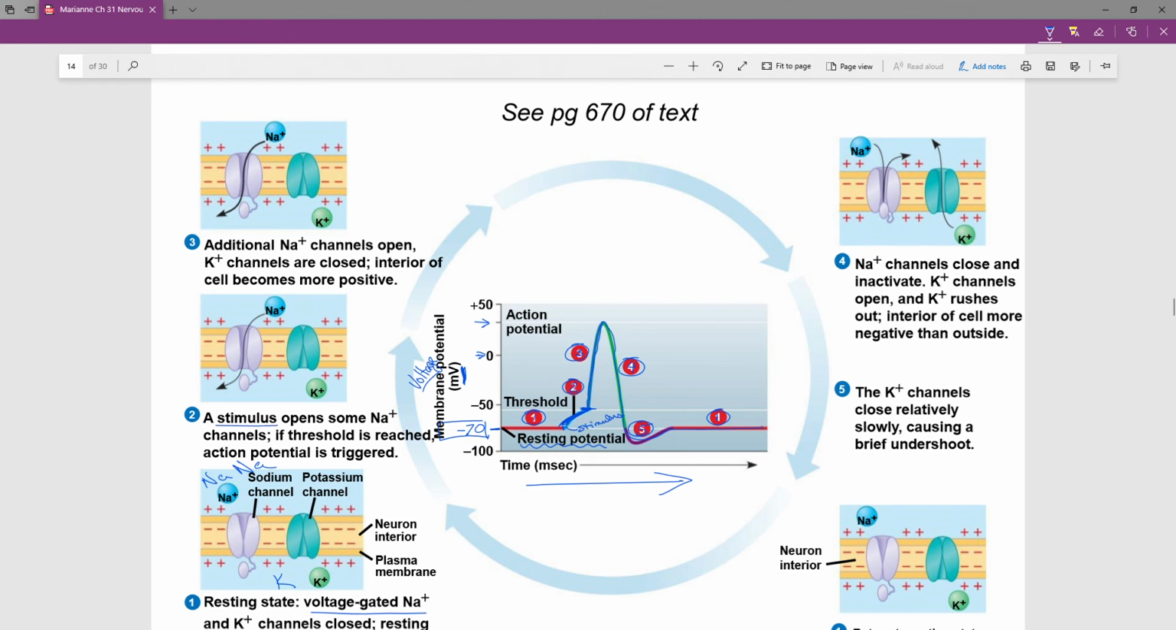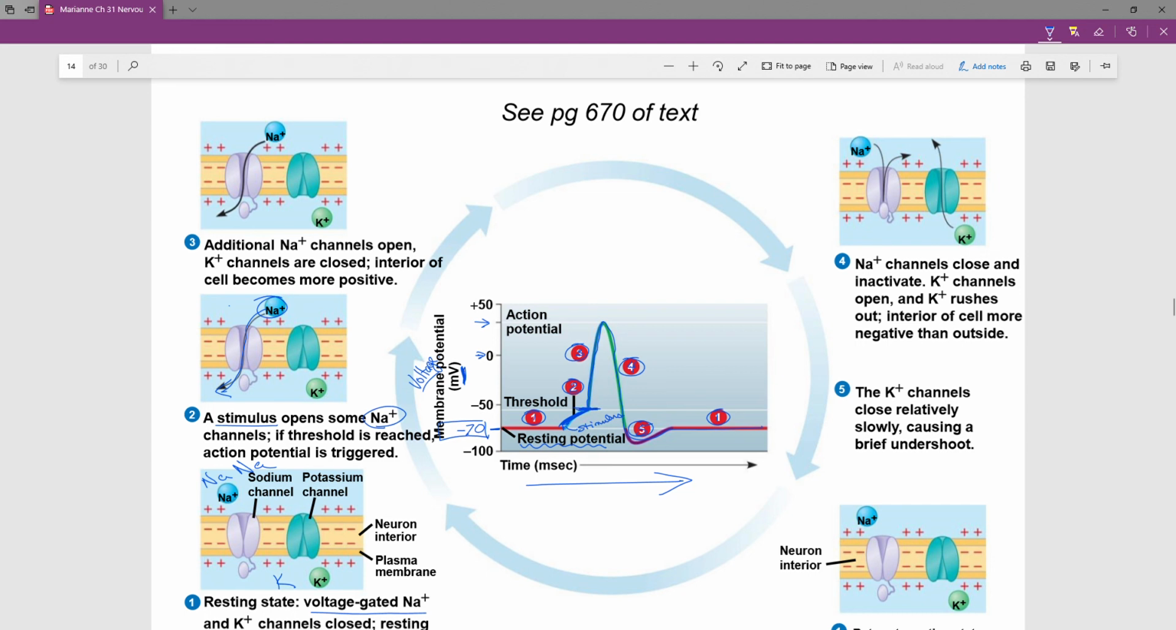So a stimulus is going to open some sodium channels and allow the sodium to pass from outside the cell to inside, because that was the direction we had the concentration gradient set up. This is going to change the charge of the neuron. It's going to make it more positive as those positive ions move into it. As it increases, it could hit a threshold if enough of those sodium ions come in.